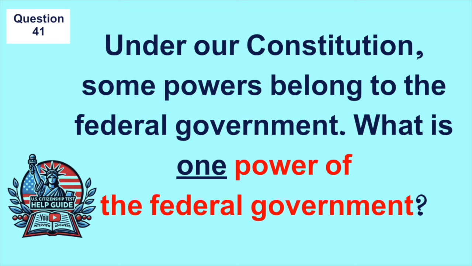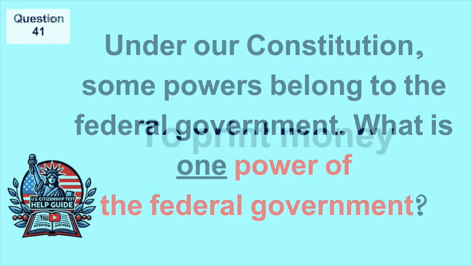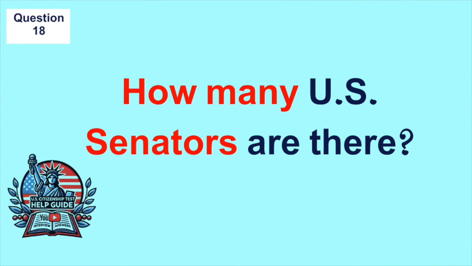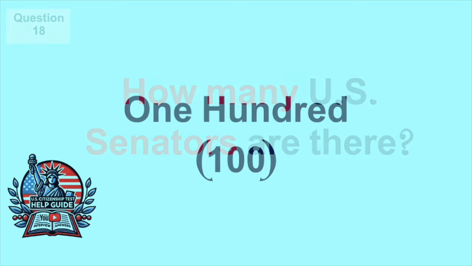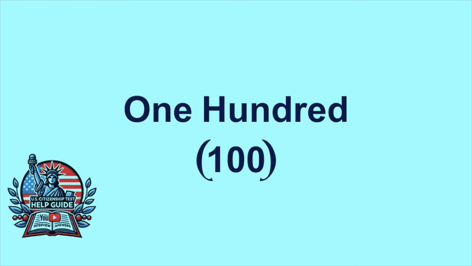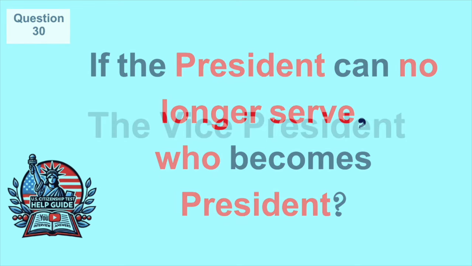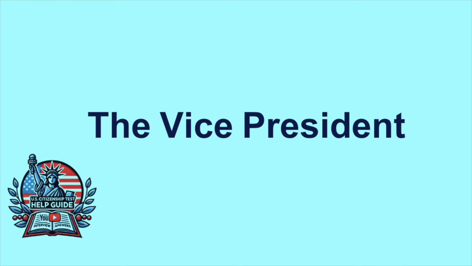Under our Constitution, some powers belong to the federal government. What is one power of the federal government? To print money. How many U.S. senators are there? 100. If the president can no longer serve, who becomes president? The vice president.